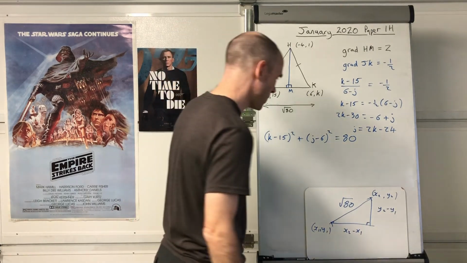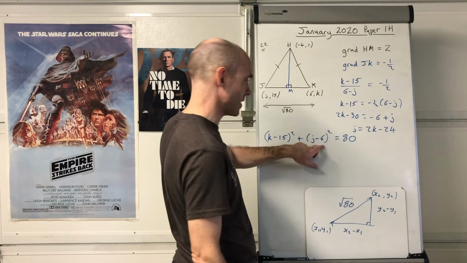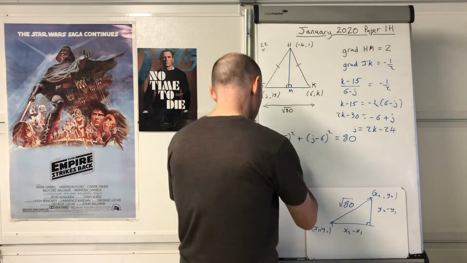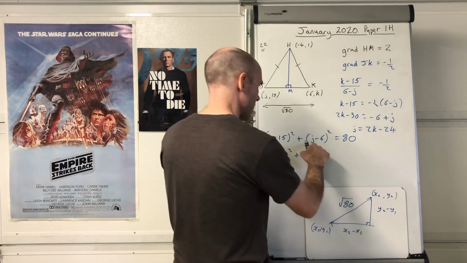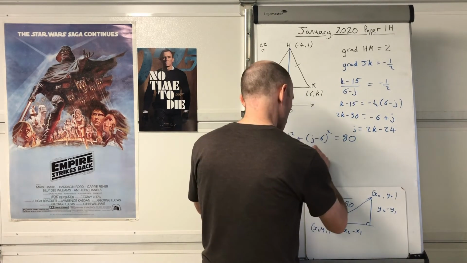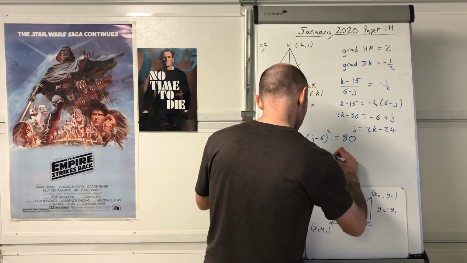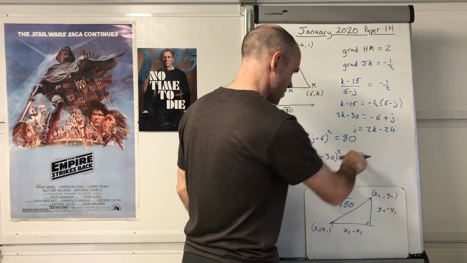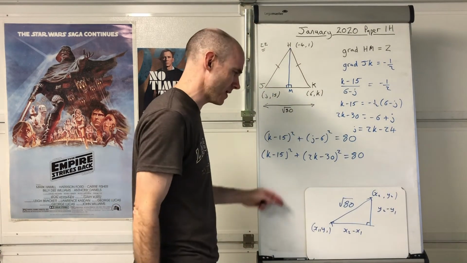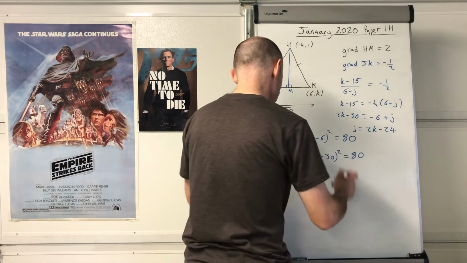What are you going to do with that? Well, what you're going to do is you're going to put j equals 2k minus 24 into that. All right? So you're going to have k minus 15 squared plus, and instead of j, you're going to write that, which is 2k minus 24 minus 6, so minus 30 squared equals 80. That's just one equation now that you've got to solve, and you've got to work out the value of k. And get rid of this now, I think. So let's expand the brackets.